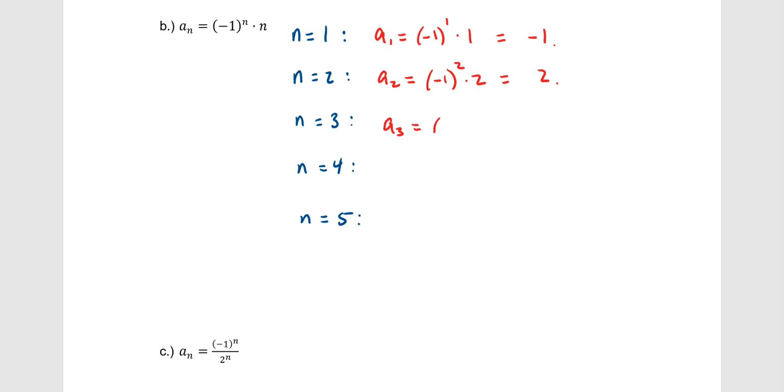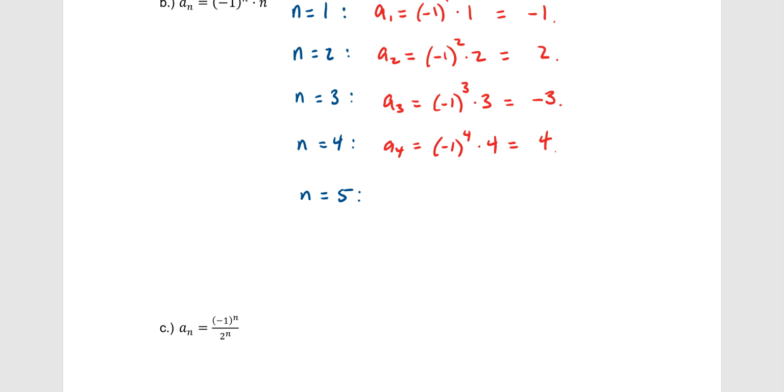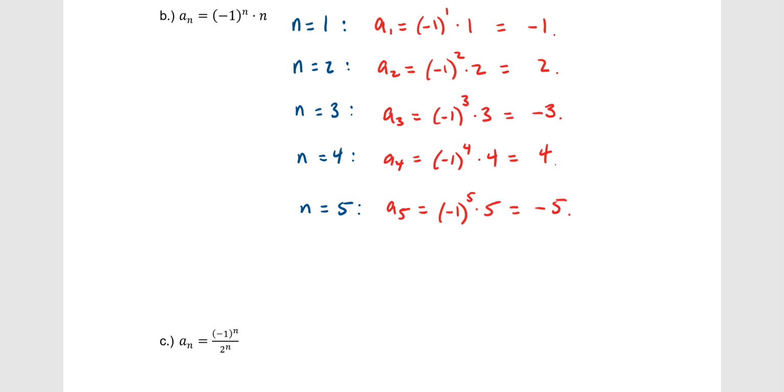Plugging in a 3, that's -1 cubed times 3. -1 cubed is -1 times 3 is -3. Plug in 4, -1 to the 4th times 4. -1 to the 4th is +1, so that's going to give us positive 4. And then lastly, we have n equals 5, gives us a sub 5, the fifth term. Negative 1 to the fifth times 5. Negative 1 to the fifth is negative 1. So this ends up being negative 5.